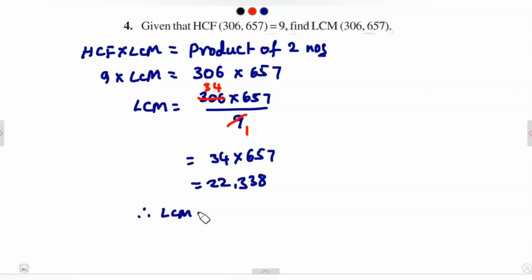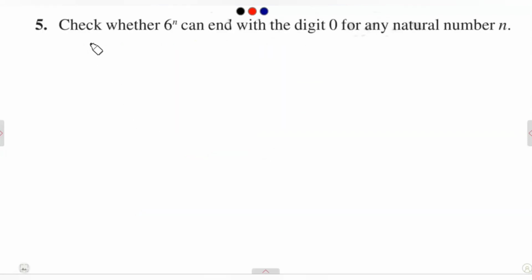Therefore, LCM of 306 and 657 is equal to 22,338. Now let's see question number 5. Check whether 6 power n can end with the digit 0 for any natural number n. What is the question? Let us see once again. Check whether 6 power n can end with the digit 0. If you put any natural number in the place of n, like 6 power 1, 6 power 2, 6 power 3, will that number end with 0 or not? That is the question.